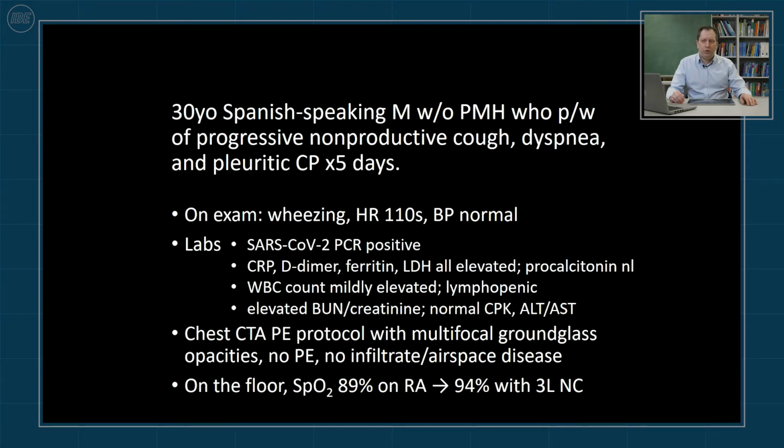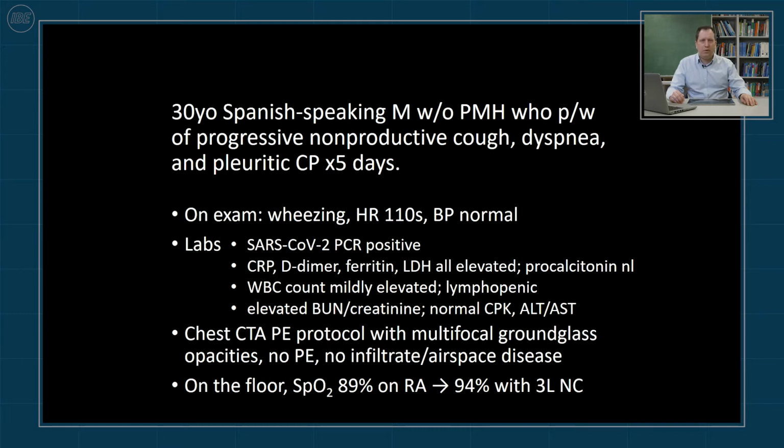His C-reactive protein, D-dimer, ferritin, and LDH are all elevated, but his procalcitonin is normal. His white blood cell count is only mildly elevated, and he has absolute lymphopenia. His BUN and creatinine are both elevated, but his CPK, ALT, and AST are normal.